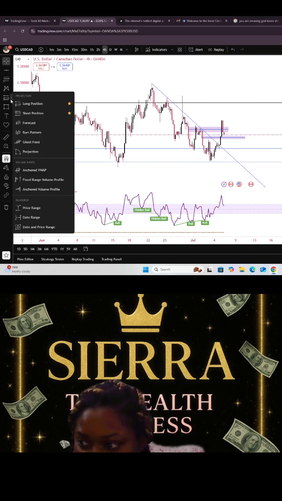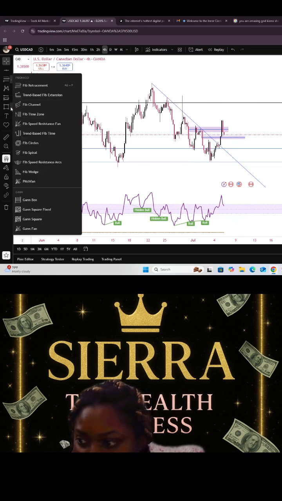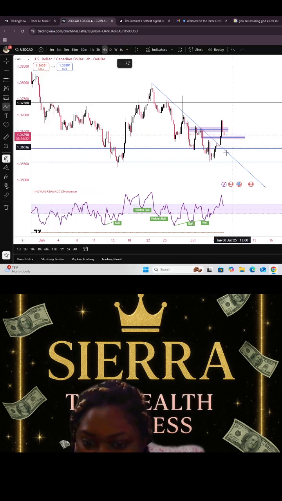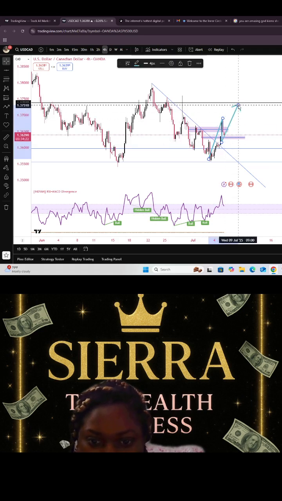So what we want to see is a break and retest of this trend line, okay? So price already broke it. Now I want to see price come back to this fair value gap, and then we can take it back to either equal highs or higher.